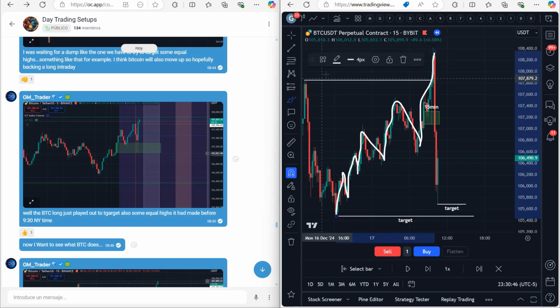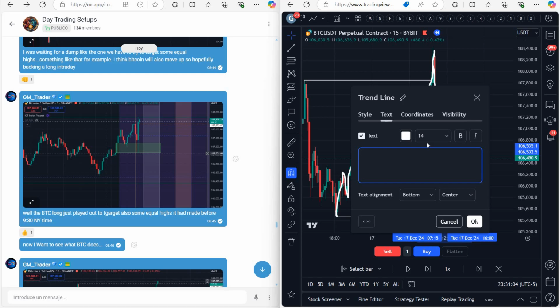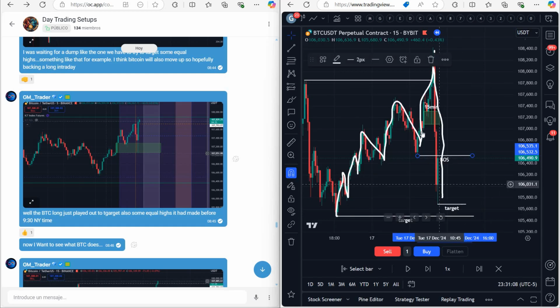Sorry, I removed that. And then boom. What happened? We've seen this before. We broke the market structure right here. Okay? Break of structure. So once we've seen that, I'm going to remove that drawing.